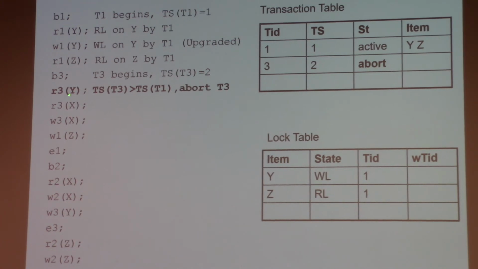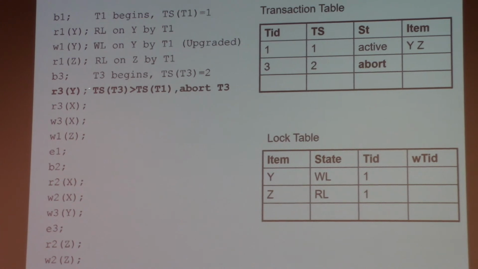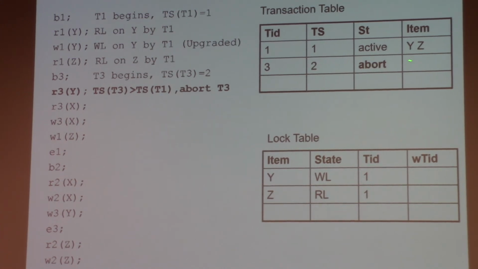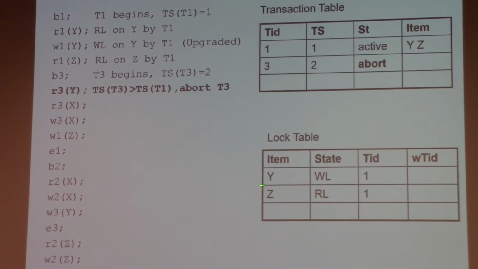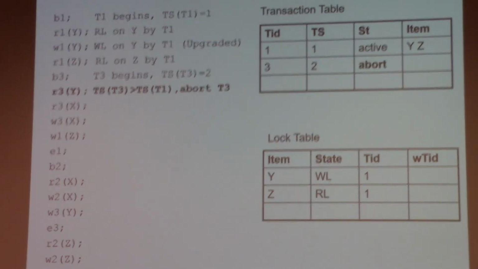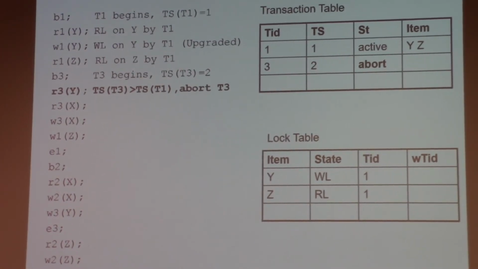Read lock on Y. By what? Transaction 3. So you'd like to update this one, and this one is what? The C, not yet. But for Y, you need to check the lock table first. Y is a write lock. And by what? Transaction ID 1. What does that mean? Conflict situation.